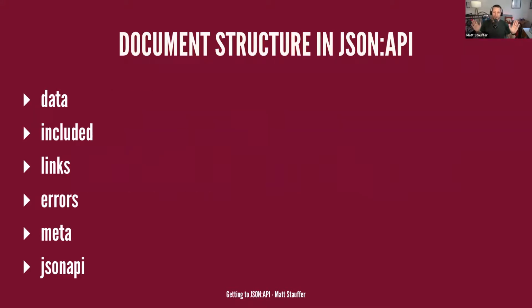So let's talk about document structure and JSON API. Again, remember, I'm going to give you a rush job of teaching you all the basics of JSON API, and then I'm going to talk about why I think you should use it, and then we'll talk about implementation details. So every JSON API response is going to have an option.